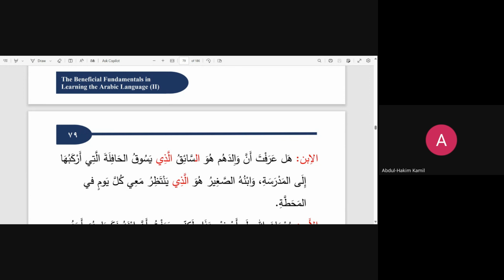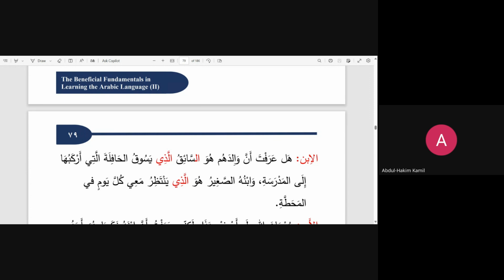As-sa'iq alladhi yasuq. What does sa'iq mean? He's the driver. Alladhi yasuq, who drives the bus. The driver who drives the bus. Saqa yasuqu means to drive. When the harf illa is in the middle of the word, the ism fa'il is going to get a hamza. Sa'iq. Are we doing okay online? As-sa'iq is the driver.